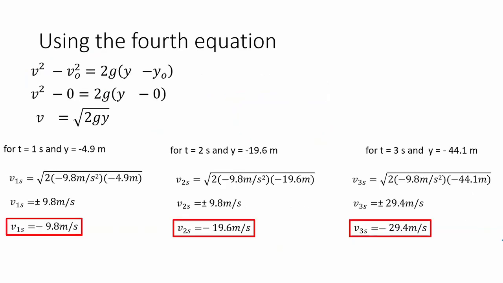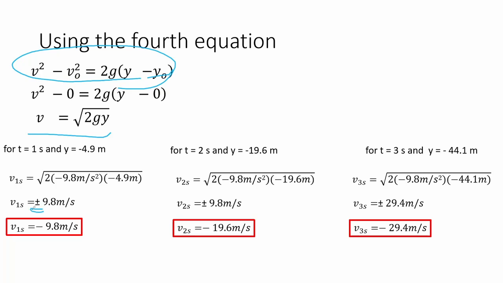Using the fourth equation to solve for the velocity, we get that it is the square root of 2 times acceleration due to gravity times the position y. We see that for time t equals 1 second and position y equals negative 4.9 meters, the velocity is equal to plus or minus 9.8 meters per second.